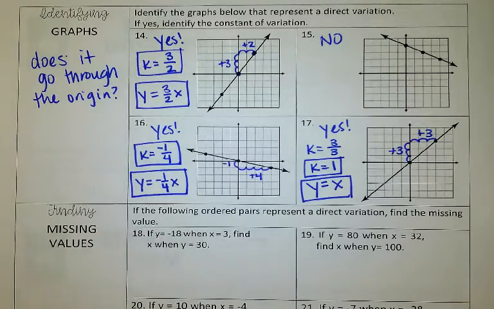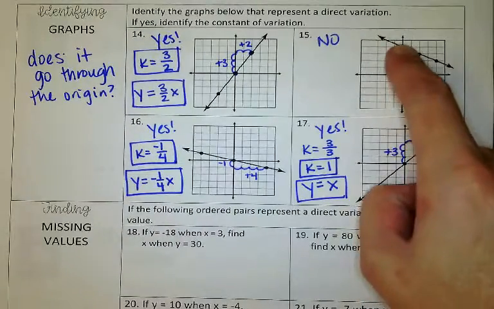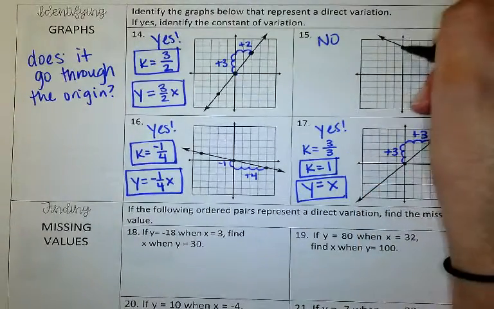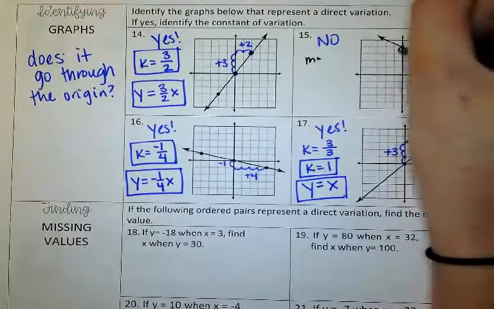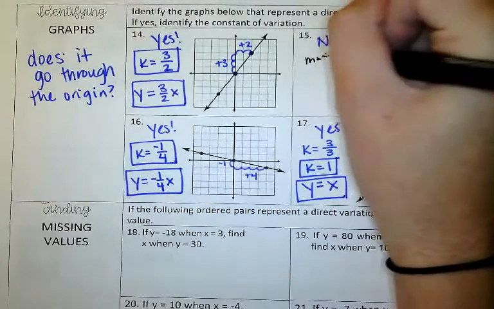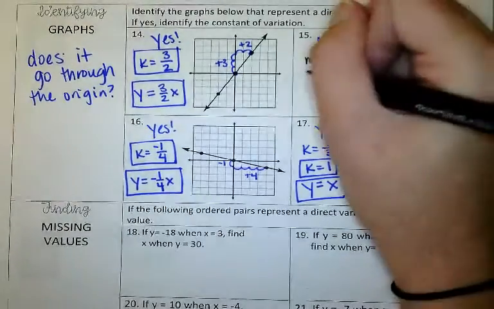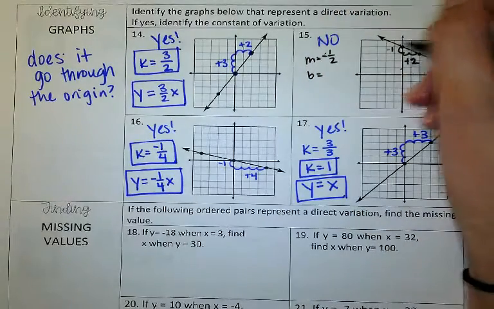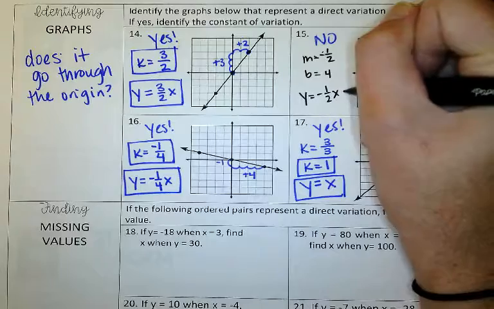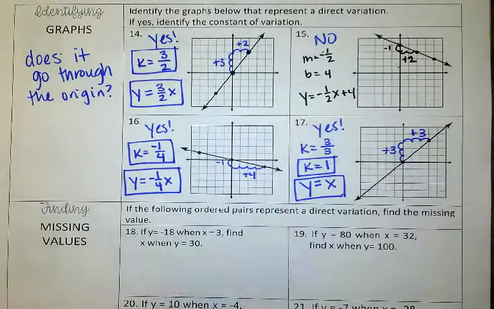Now remember, if we wanted to find the equation on this problem up here, what would it be? My slope is negative 1 over 2, so it's negative 1/2. My b is 1, 2, 3, 4. So my equation for this one would have been y equals negative 1/2 x plus 4. And that is clearly not direct variation. So if you wanted to write the equation for that, you could, but it does not give us direct variation.